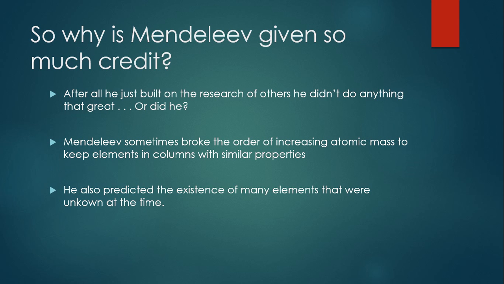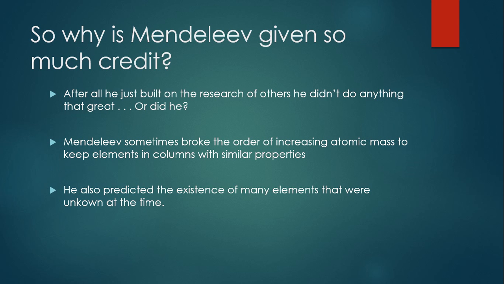Yeah, he did. One of the things that Mendeleev did that was pretty groundbreaking was that sometimes he broke the order of increasing atomic mass to keep the elements in the columns with similar properties. He thought that the atomic masses were actually wrong. He was like, well, if we recalculate these atomic masses, we'll figure out that these two are really in the right order, but we just don't know the correct atomic mass. He was wrong about that, as you guys know.